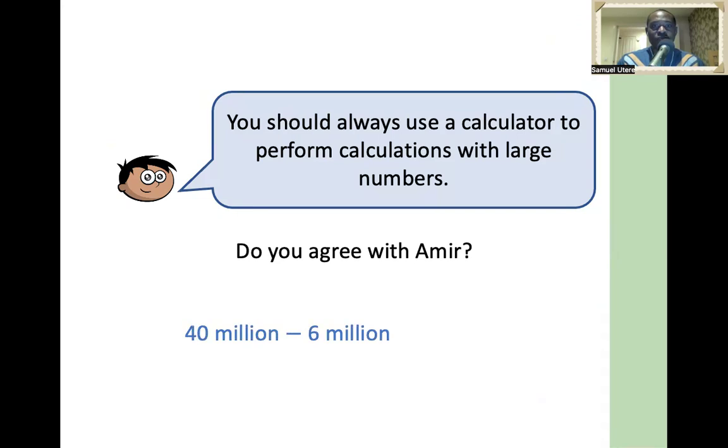If we have, for example, 40 million minus 6 million, do you need a calculator to do that, really? Well, no. I mean, think about it. I could just simply do 40 minus 6, which is 34. I just have million in front of the numbers. So my answer is 34 million. So I disagree with Amir.